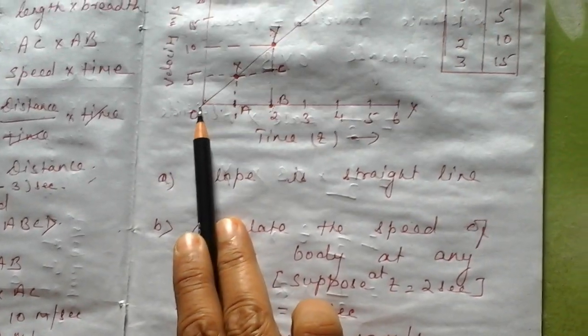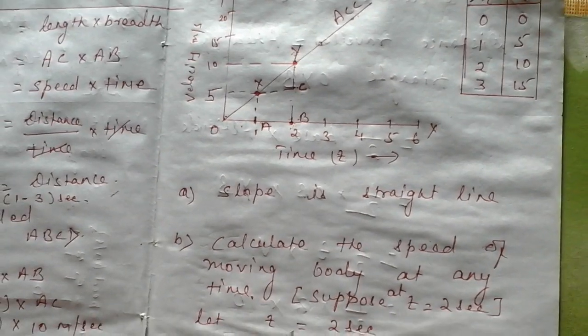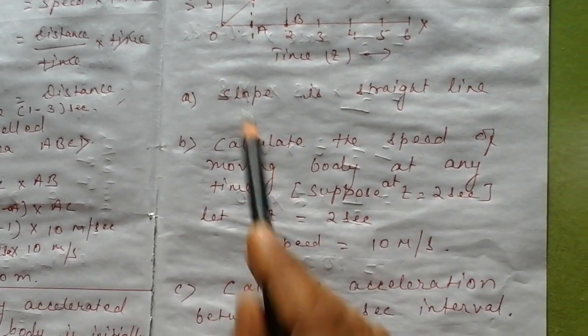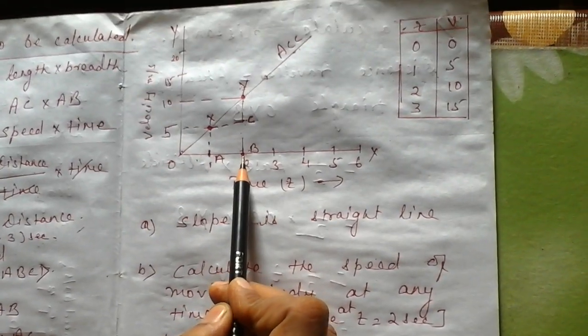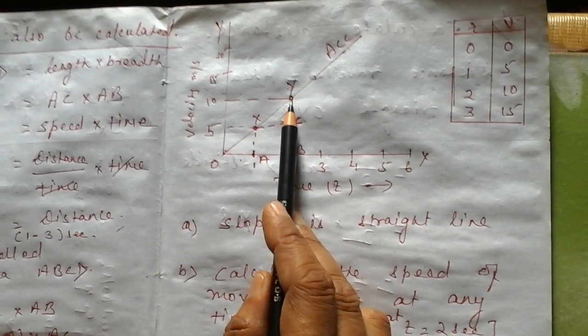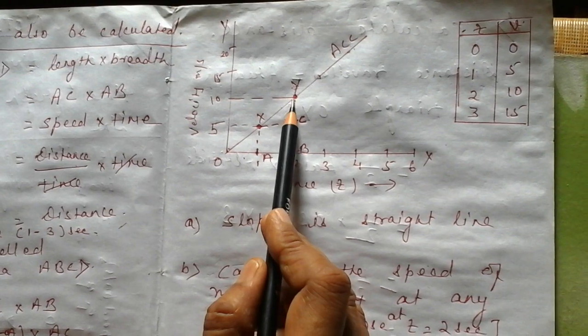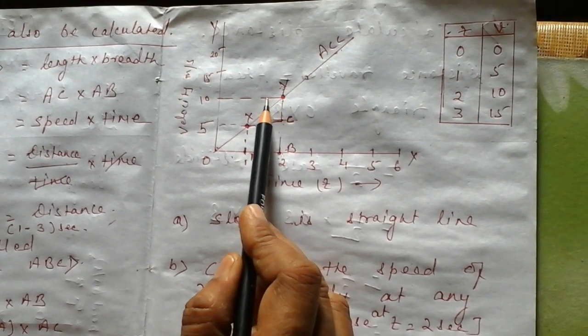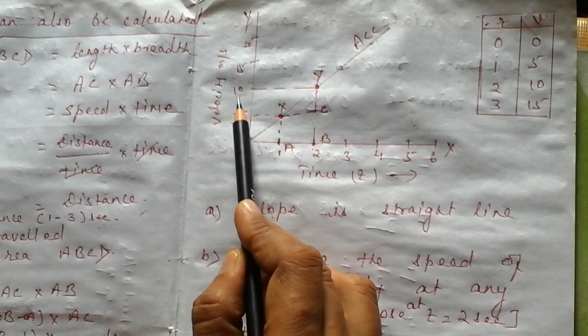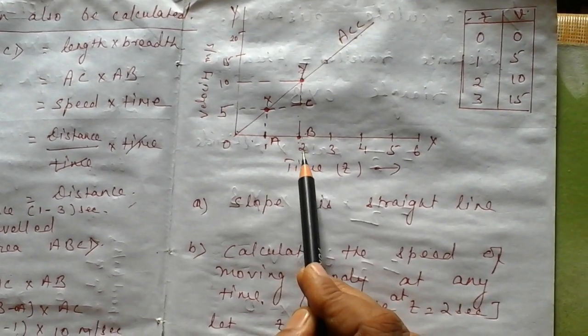The body is initially at rest, so it starts from 0. Let us calculate the speed of the moving body at any time. I have taken a time of 2 seconds. If you take a time of 2 seconds, just draw a straight line up to where it meets the slope. From that point, draw a horizontal line. You find it is coming at 10 meter per second. So at 2 seconds, the body has a speed of 10 meter per second.